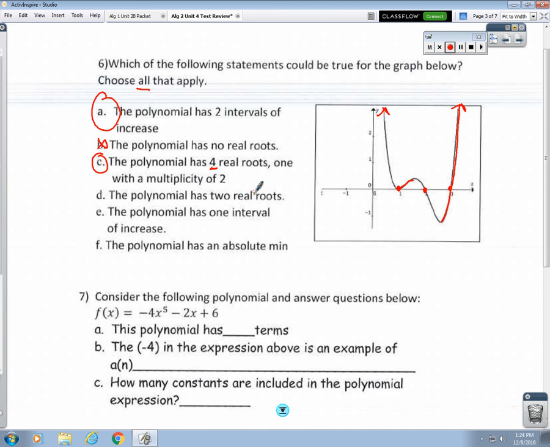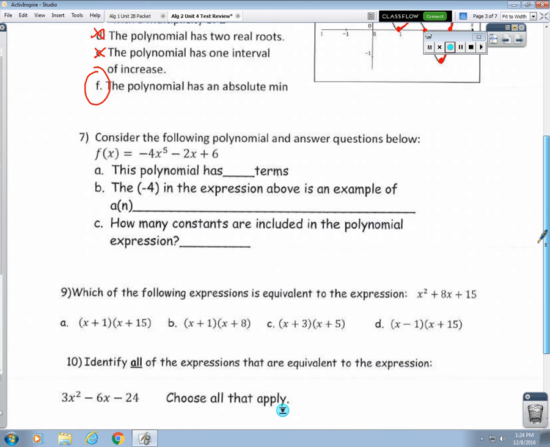The polynomial has 2 real roots. False. We just said it had 4, so that can't be true. The polynomial has 1 interval of increase. False. We already said it had 2. And F, the polynomial has an absolute minimum. Yes. Isn't that right here the absolute minimum? Okay. Any questions about that one?